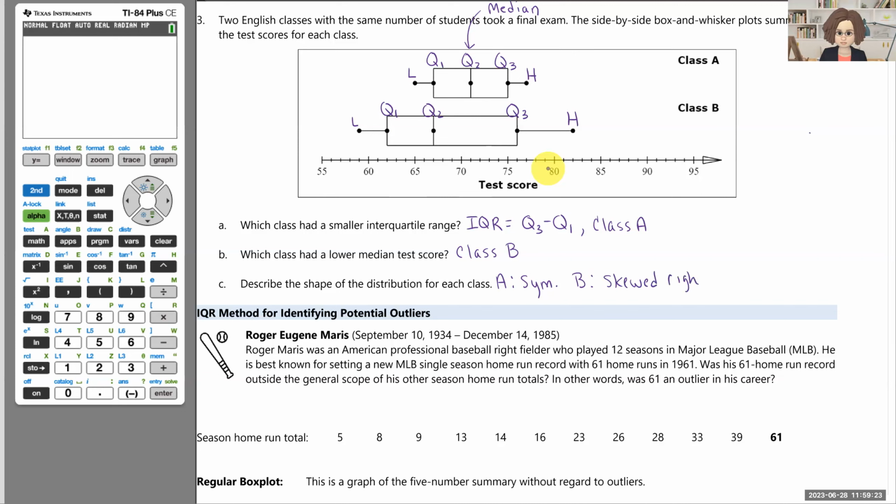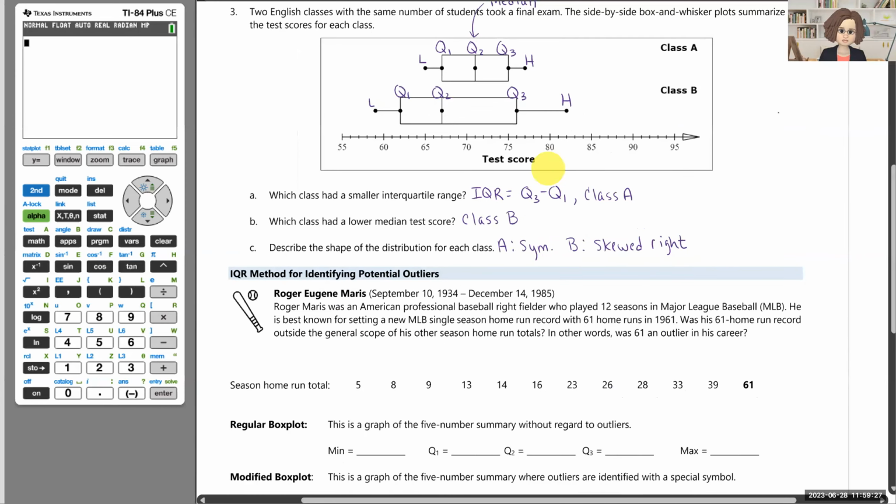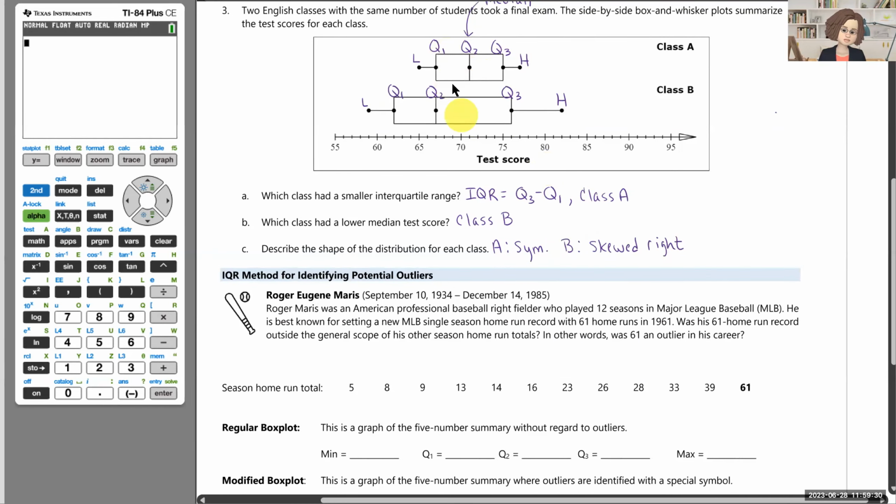All right, and there you go. Putting them side by side gives me a quick way to compare how the two classes did. I'm going to add one other piece of information here. We started with the IQR, interquartile range. We could have also just discussed regular range, which is high minus low.